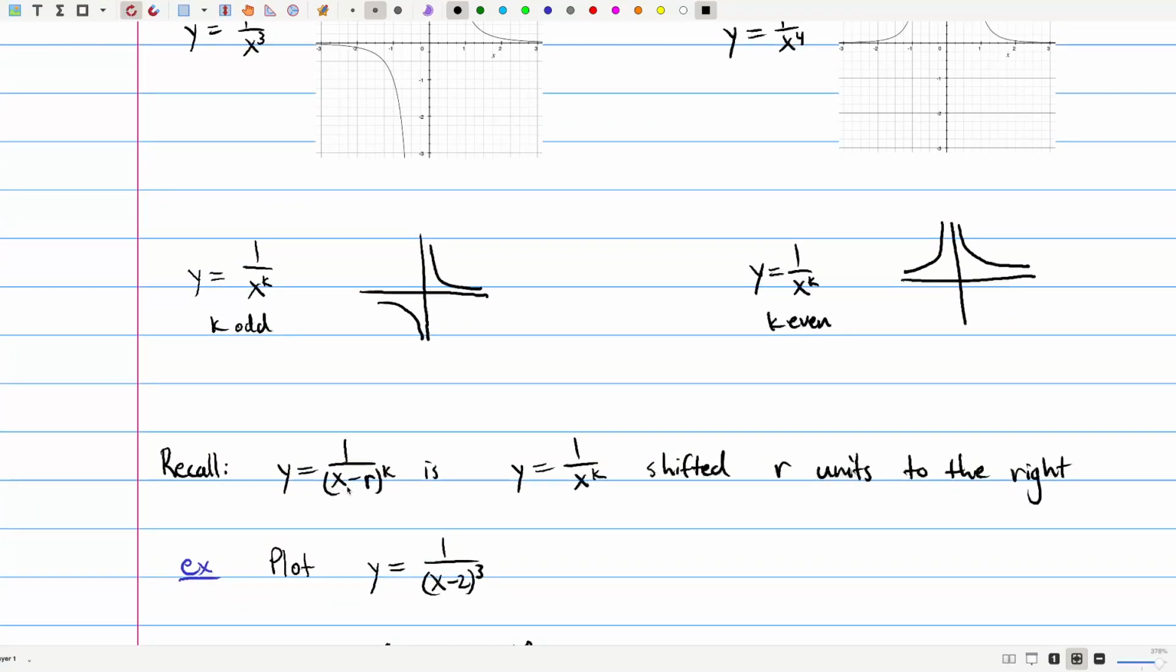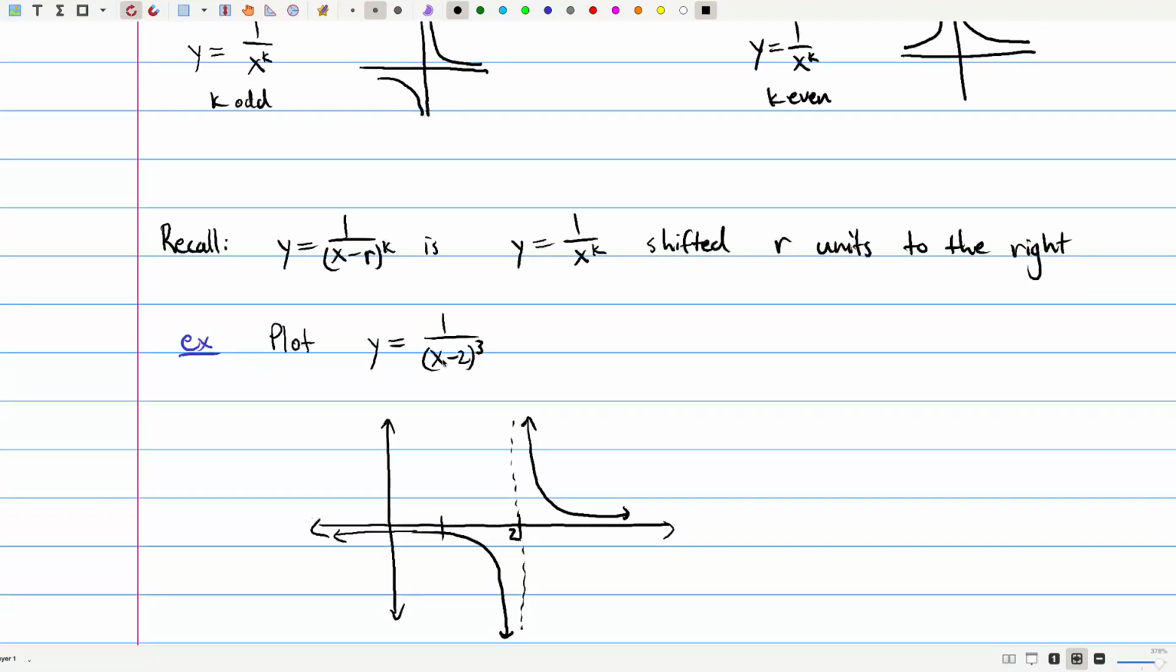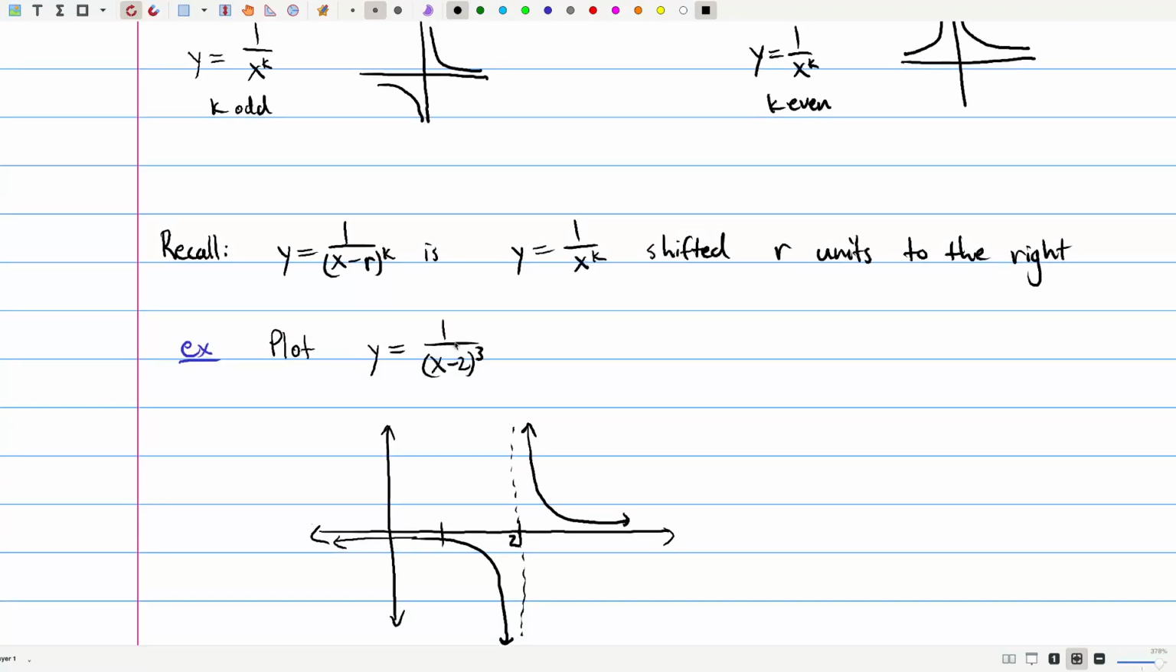So once we know these graphs, we can also know what the 1 over (x minus r) to the k graphs look like, and that is using graph transformations. The x minus r is representing shifting the 1 over x to the k graph r units to the right. So let's look at what that would look like for 1 over (x minus 2) cubed. We are taking the 1 over x cubed graph and shifting it 2 units to the right.